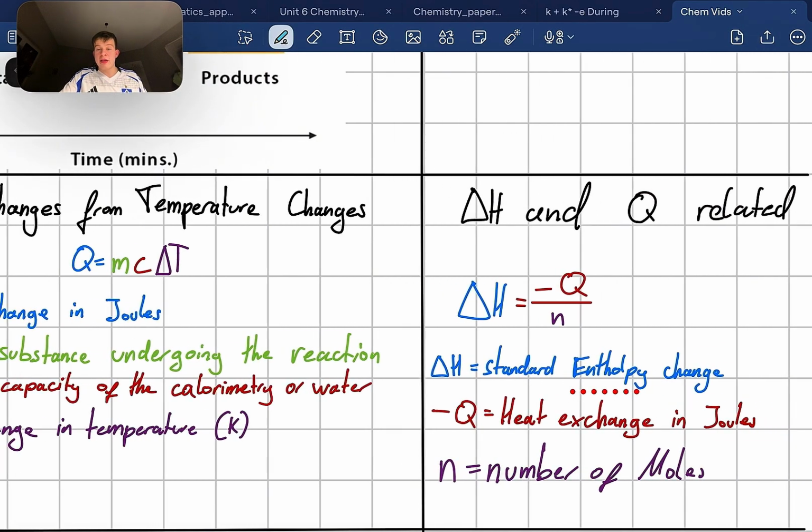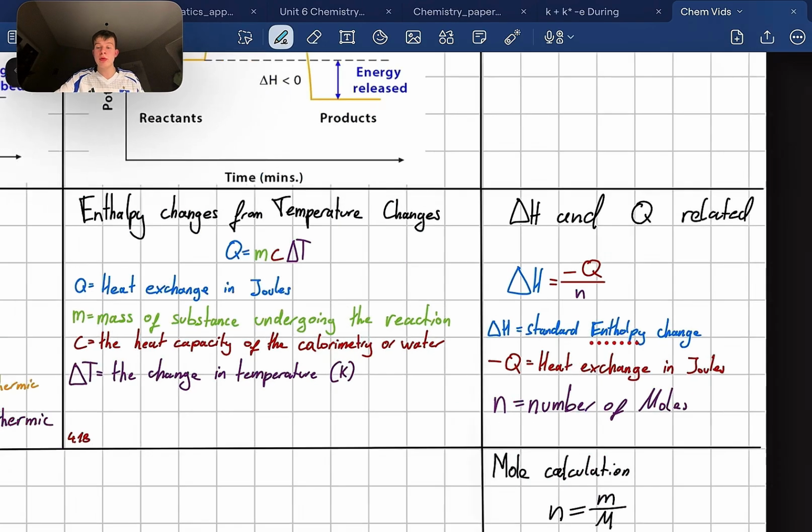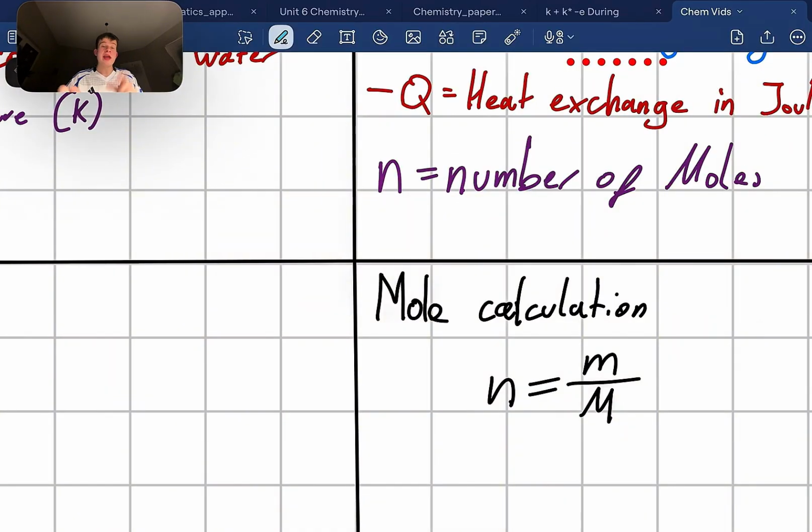And delta H and Q are related. So to find delta H, you will have to do negative heat exchange in joules, which is going to be negative Q, over n, which is the number of moles. And that will give you the standard enthalpy change. To calculate moles, it is n equals mass over molar mass, which is important to know.